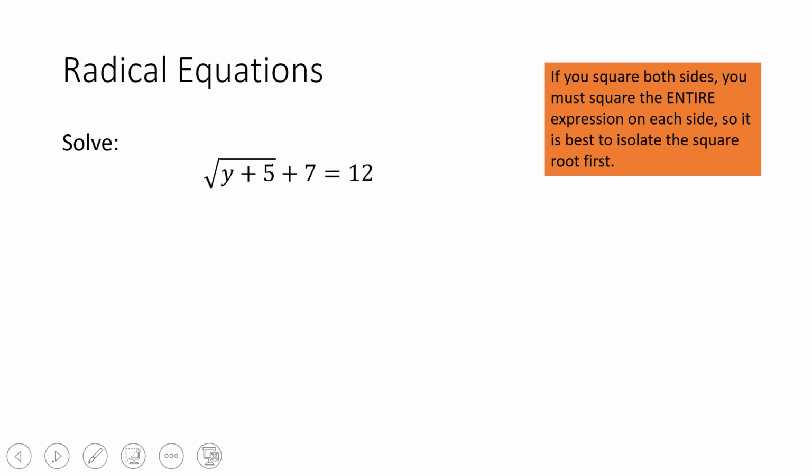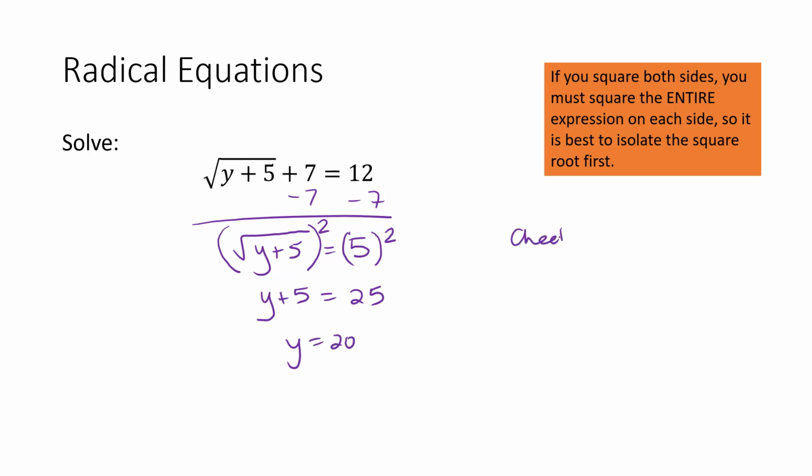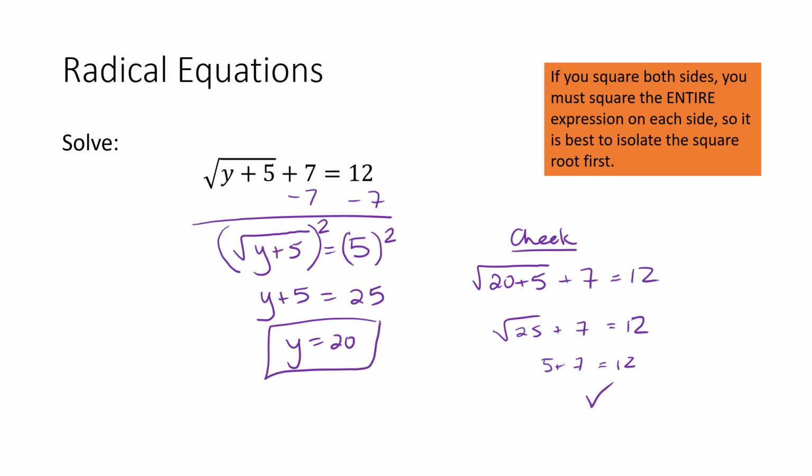All right, so instead of trying to square both sides first, let's subtract 7. And now I've got the square root of y plus 5 equals 5. Now when I go to square both sides, this is going to be a lot cleaner. When I square the square root, I just get the radicand, y plus 5 equals 25. So I've got y equals 20. And then I'm going to check just to make sure everything turns out fine, so that's my solution.